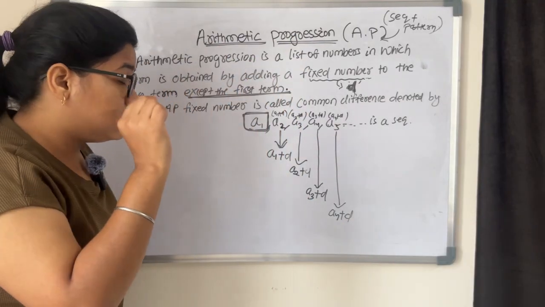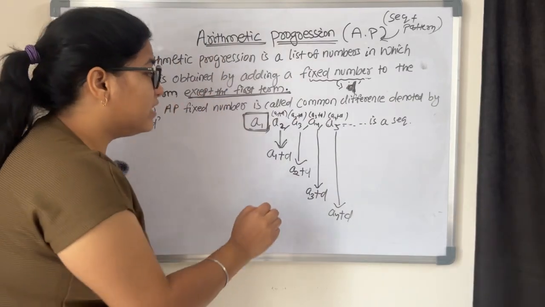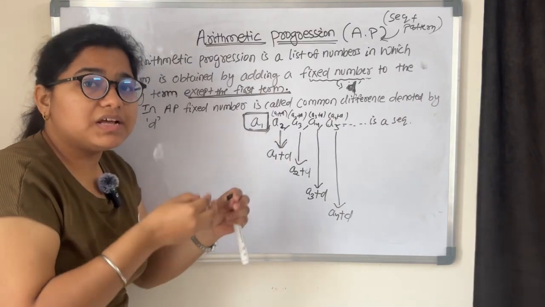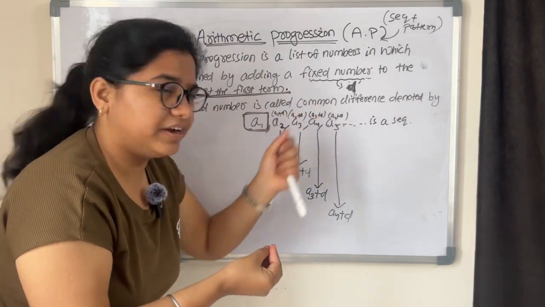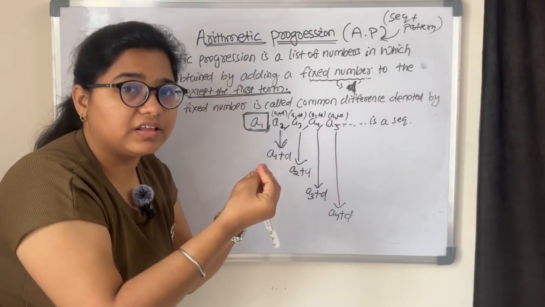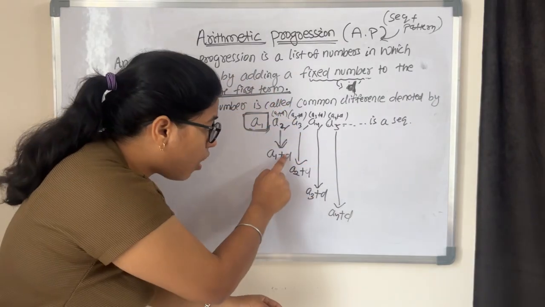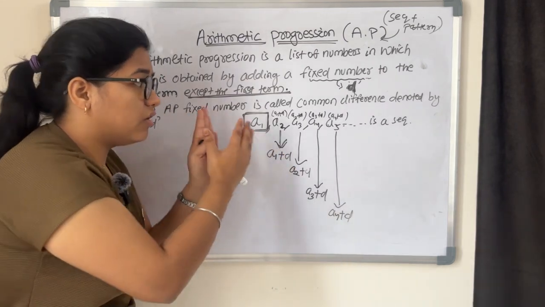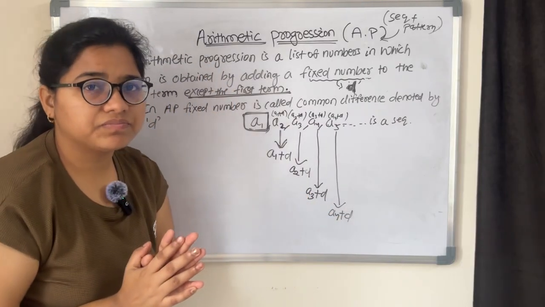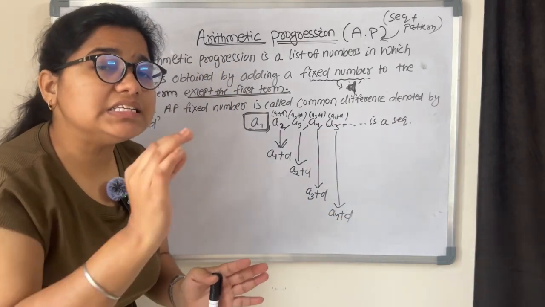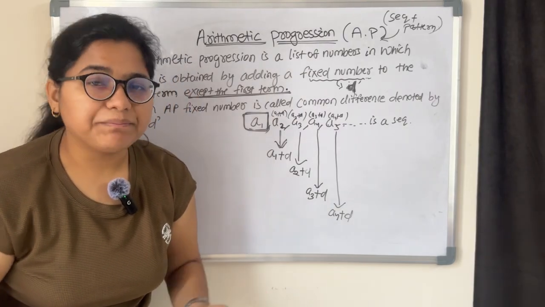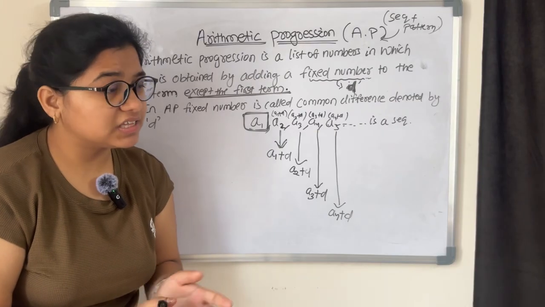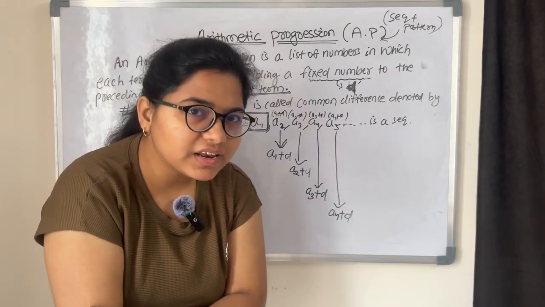So the only thing you need to check is how the terms are obtained: preceding term plus D, that is the fixed number or common difference. This common difference will be the same for all the terms. If the sequence satisfies this, then we can say that the sequence is an AP. This is how we have to check whether the sequence is in AP or not. Are you there?